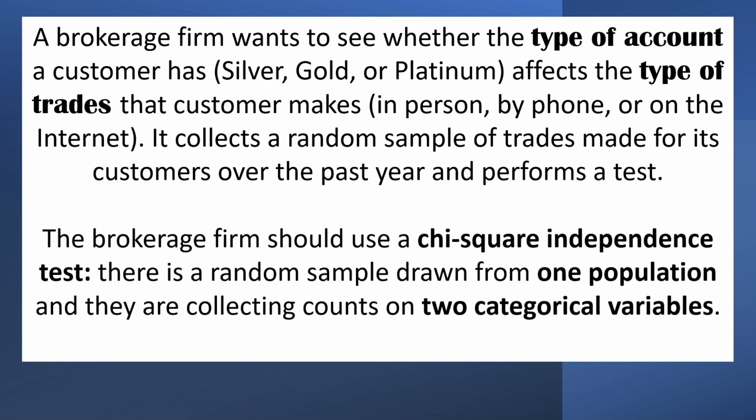So here it looks like we have two categorical variables. It's the type of account and the type of trade. And furthermore, we can see that the sample is drawn from a single population. And so the firm should use a chi-squared independence test.